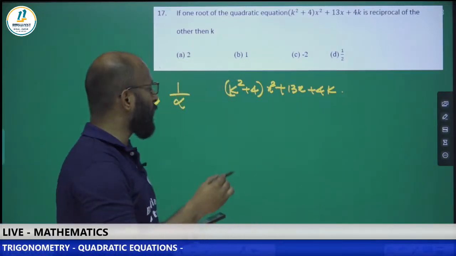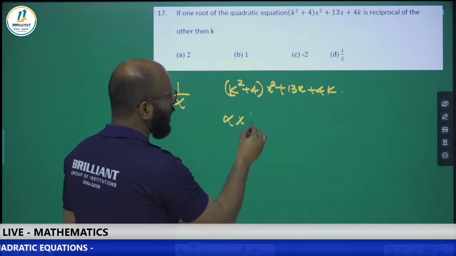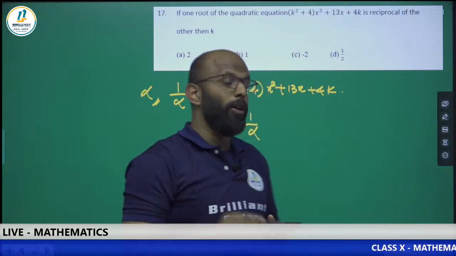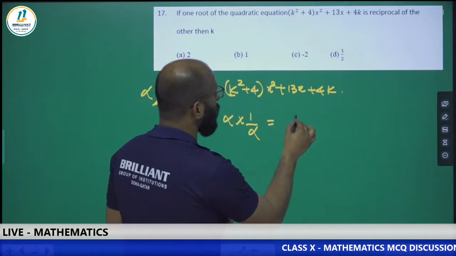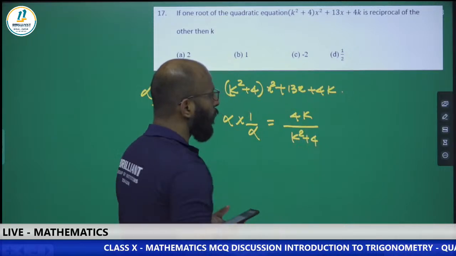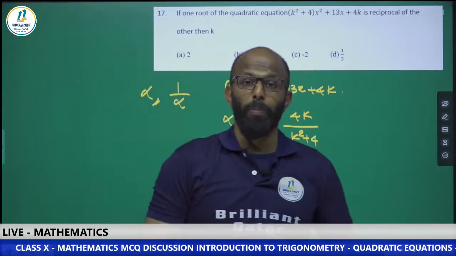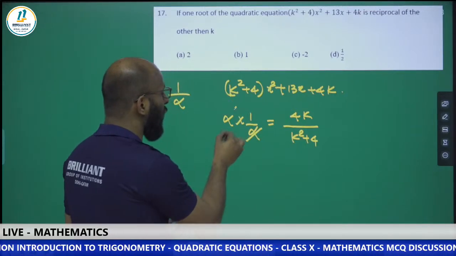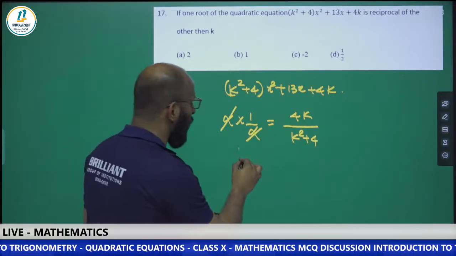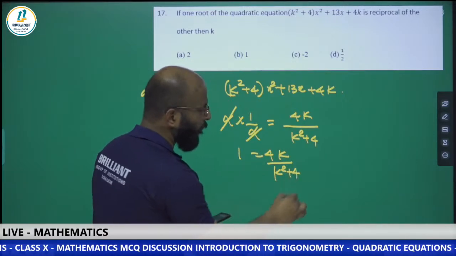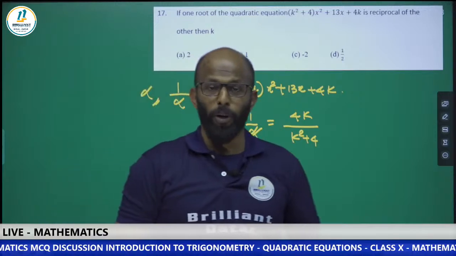You know the product of the roots, alpha into 1 by alpha. We will get c by a, correct, which is equal to 4k divided by k square plus 4. Now alpha into 1 by alpha, alpha we can cancel. We get 1 is equal to 4k by k square plus 4. What is the next step?